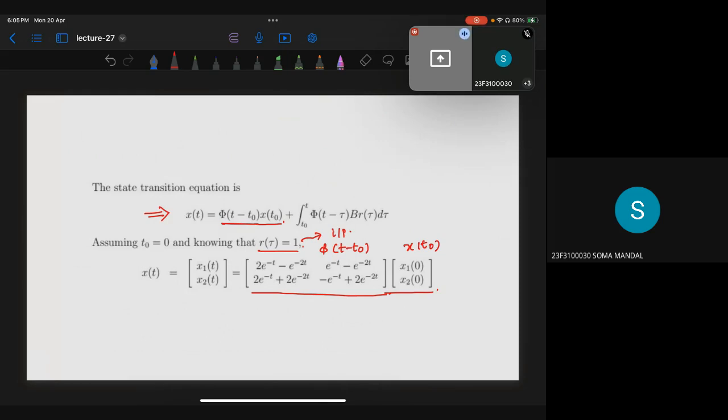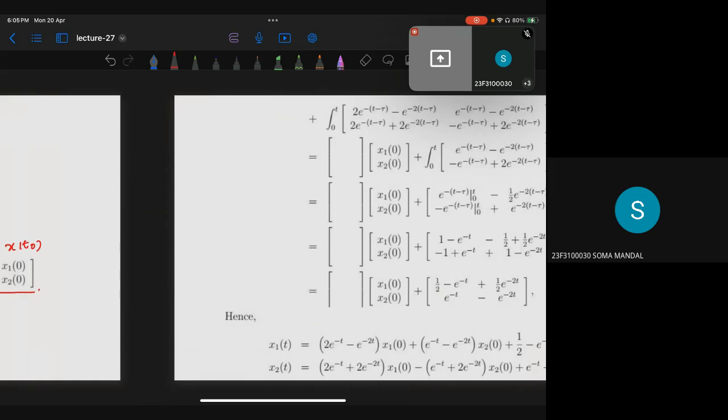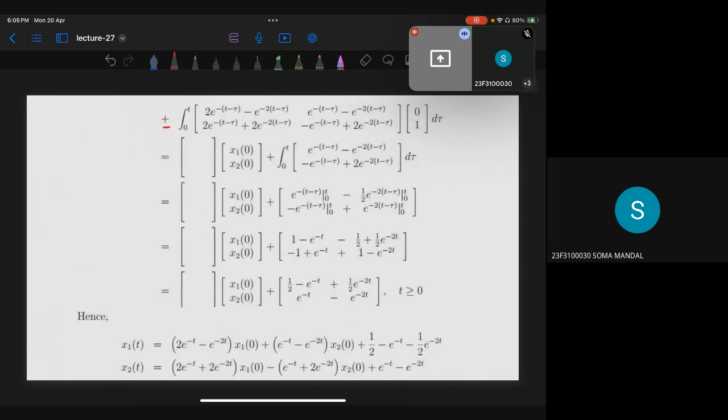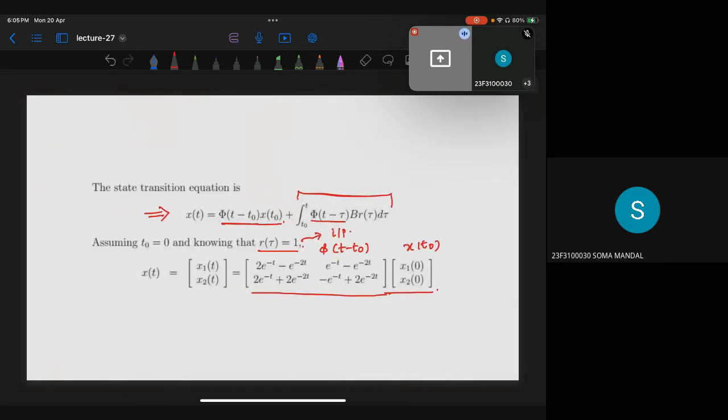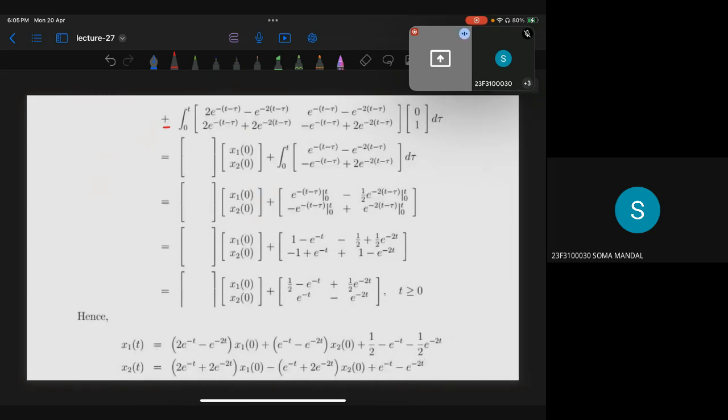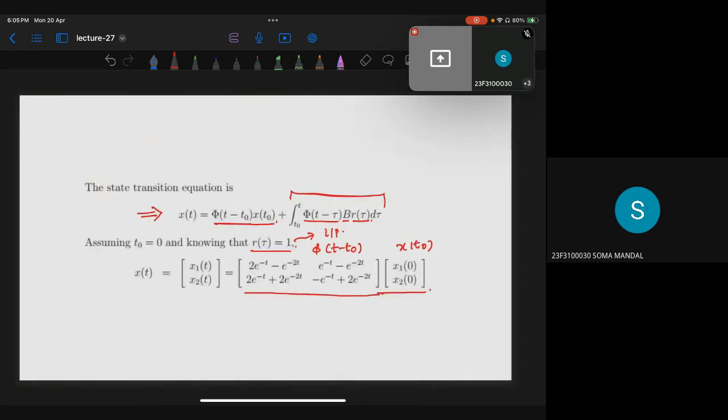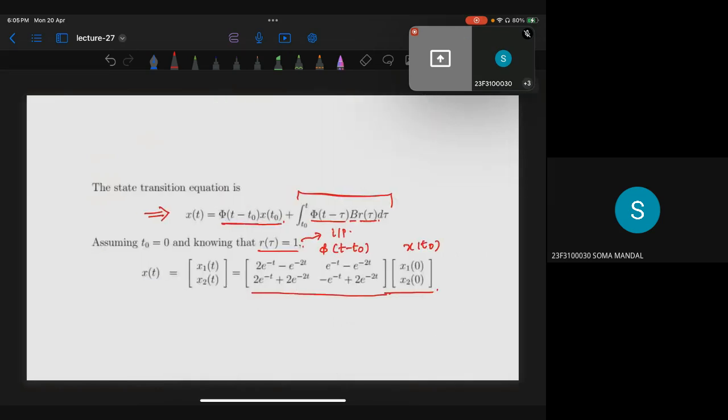Next, the second term. Plus the second term, which is phi of t minus tau, times B, times r of tau. So this entire term is phi of t minus tau, then B, and r of tau is already 1. Is this step clear? Simply you are using phi of t here properly.